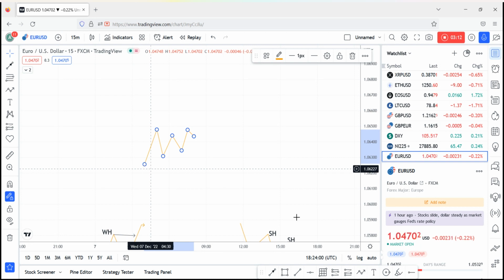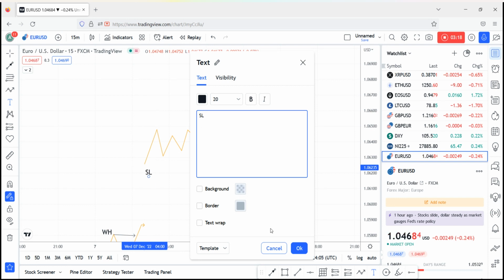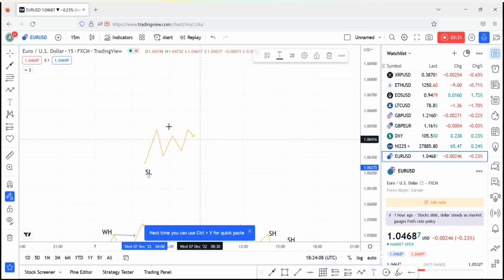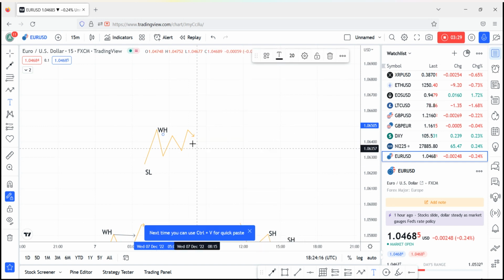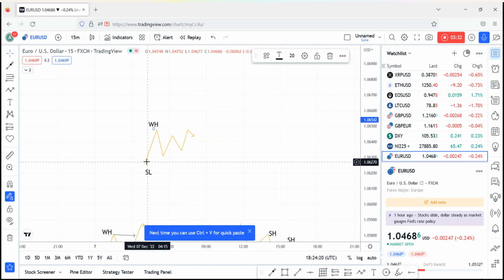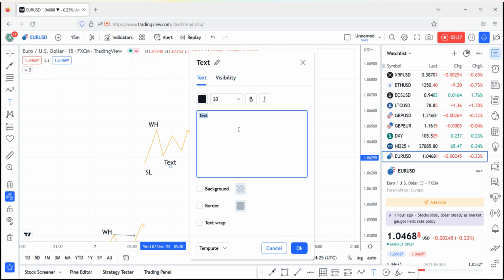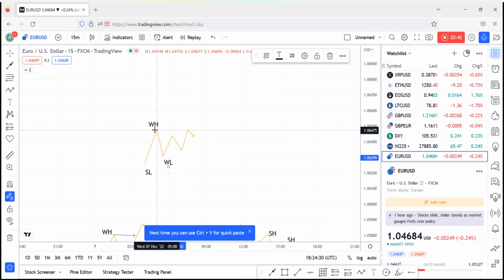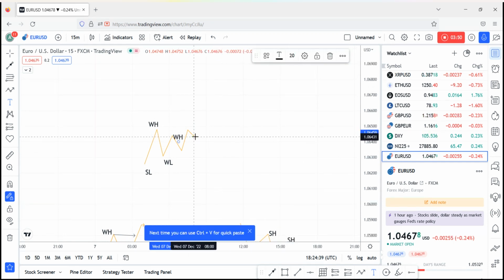It will be considered as a strong low, right? This price considered as a weak high, because this didn't break the last strong low. This move will be marked as a weak low because this didn't break the last weak high. This is also a weak high, and this is also a weak high.